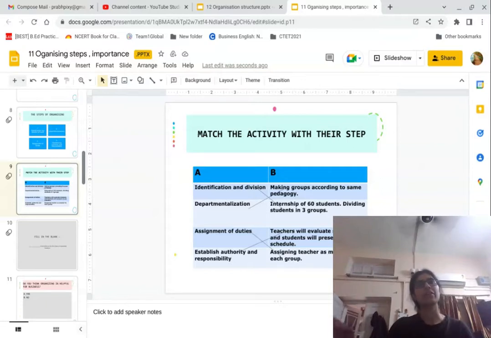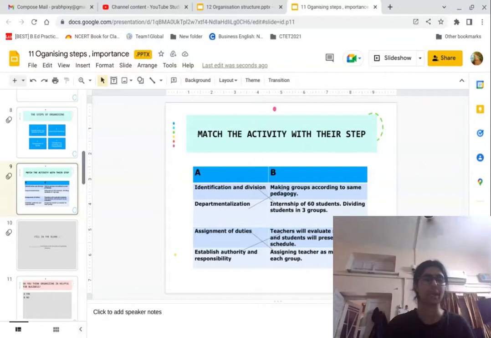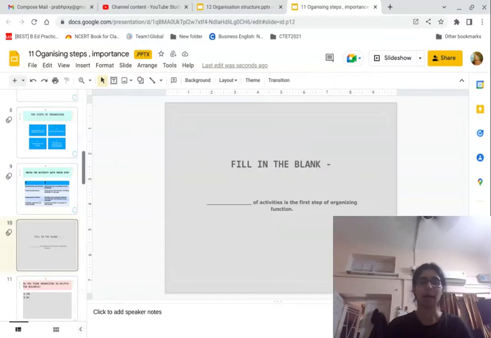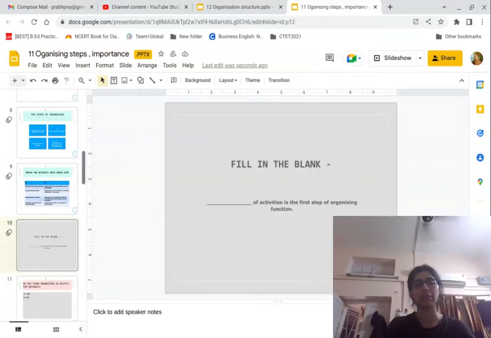So now Reena will be creating that authority and what we can call responsibility. She will be delegating the authority to different teachers. They will be evaluating and reporting back to Reena, right? And then Reena will be reporting back to the one who has organized this particular event, the internship, the head of the internship department. So now you have to fill this.